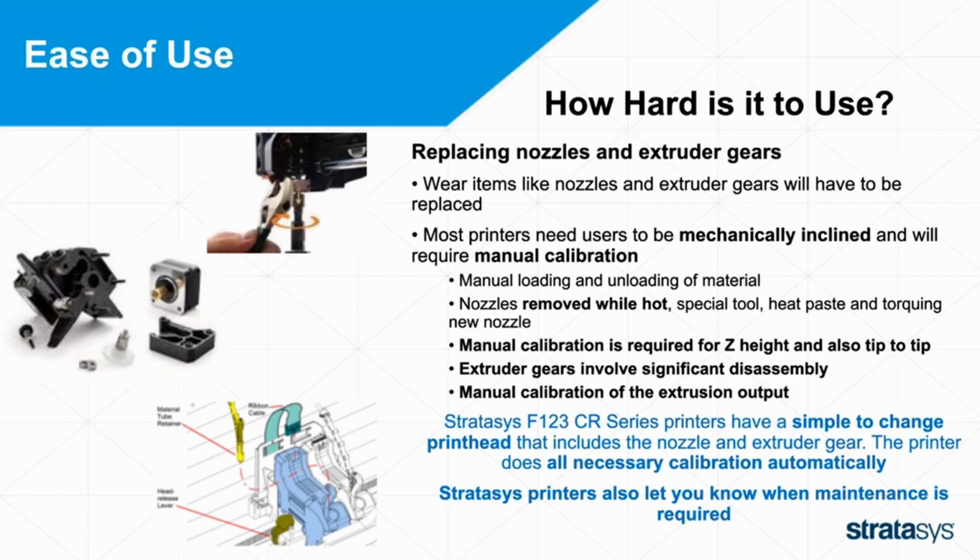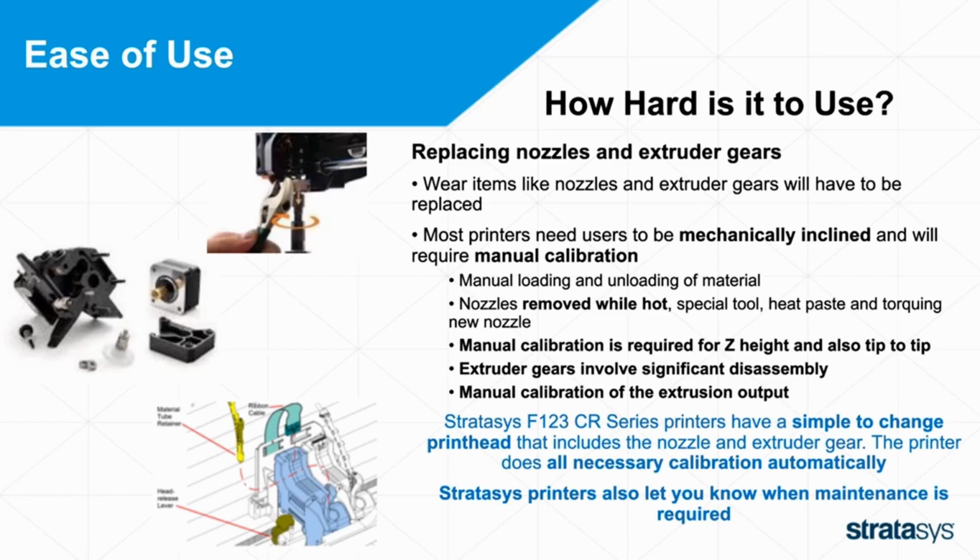And then on top of that, once you've changed these components, you have to manually calibrate. So you're going to have to manually load, unload material. The nozzles, a lot of times they recommend, and to get them off, need to be hot. It requires a special tool. And then when you're putting a new nozzle back in, putting heat paste on and torquing the new nozzle to the correct torque. And then you have to calibrate manually the Z height. And if there's 2 extruders, you have to calibrate the tip to tip distances so that you have correct alignment of the materials to each other.